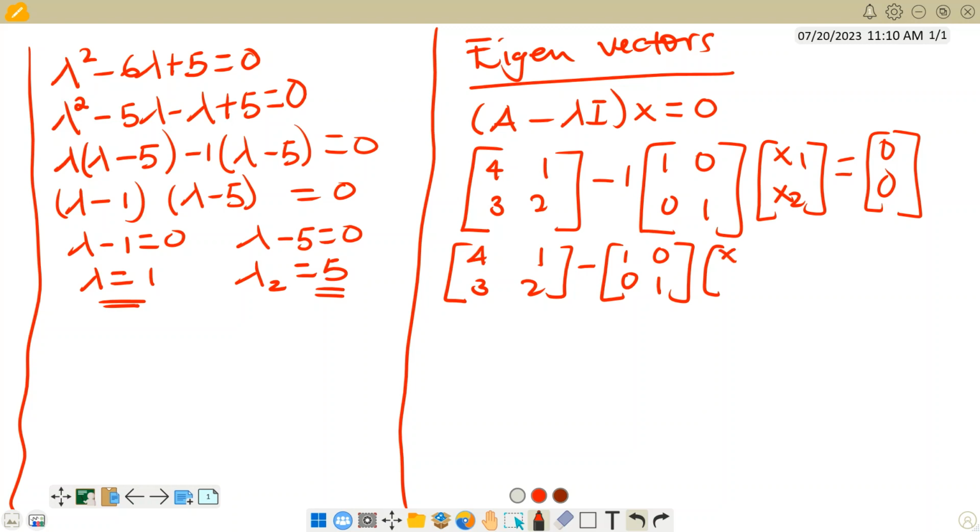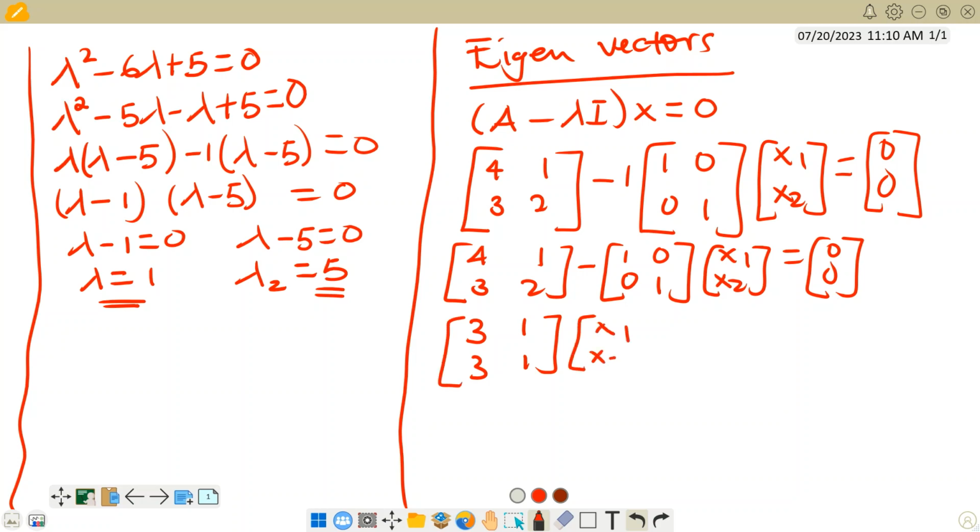Okay, x1 x2, which should be equal to that. Alright, so 4 minus 1, that is a 3, and then 1 minus 0, a 1, here 3 and a 1 there. So this we are multiplying by x1 and also by x2, which should give us a 0. Okay, right, so from here we can come up with that set of equations, right?